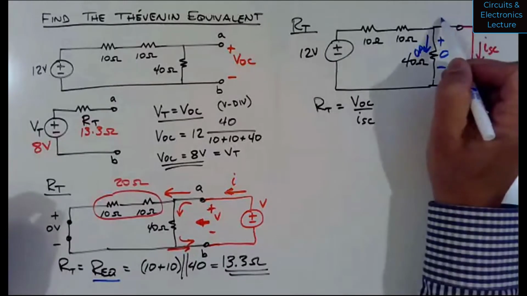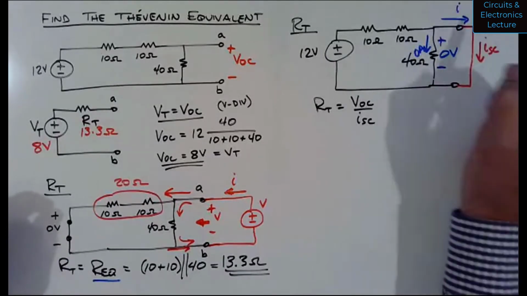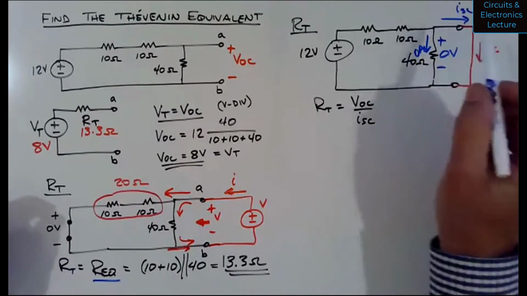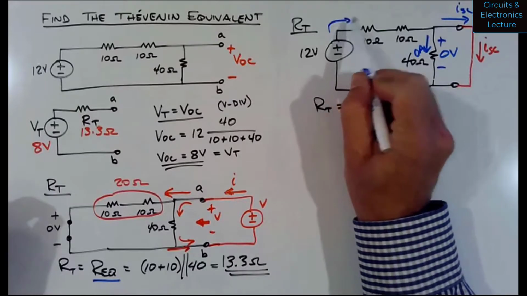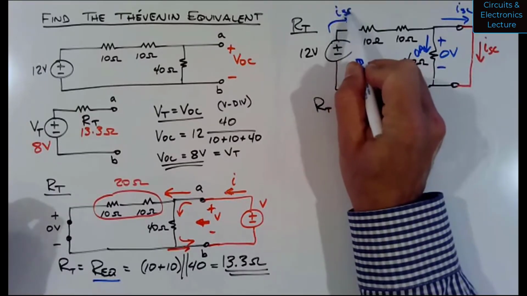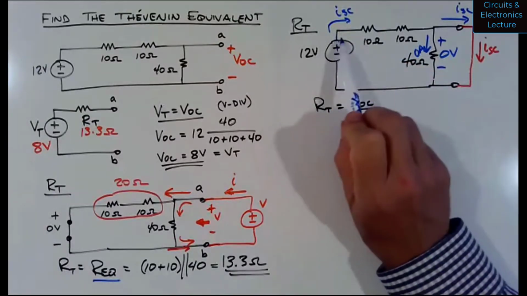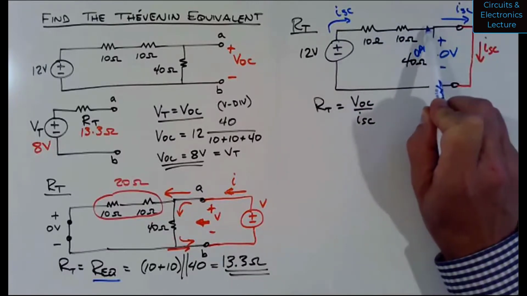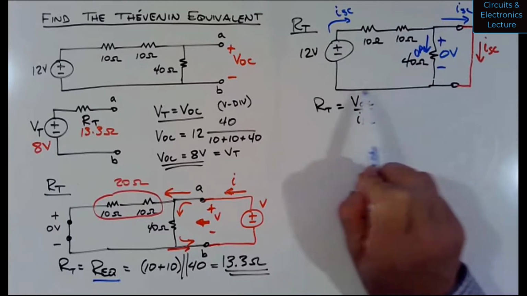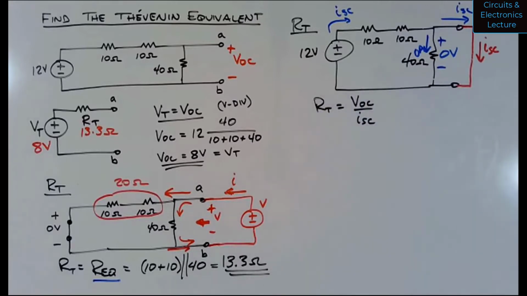That means that, well, I know I have ISC coming this way, right? I have 0 going down through that 40 ohm resistor. So that means that this current is ISC. ISC goes this way through the 10 ohm resistors, 0 goes down through that 40 ohm resistor, and ISC goes down this way. So it's just an observation I can use to try to figure out how to figure out that short circuit current.